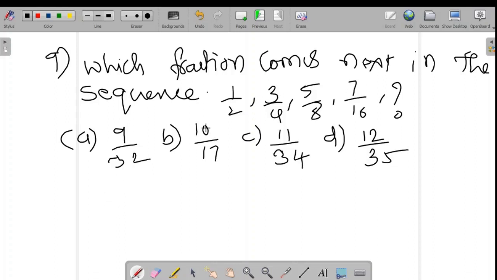Now it is very simple. See, let us try to observe the numerator. 1, 3, 5, 7. Next should be 9. 2, 4, 8, 16. 2 into 2, 4 into 2, 8 into 2, 16 into 2 is 32. So 9 by 32 should be the answer. Option number A is the correct answer.